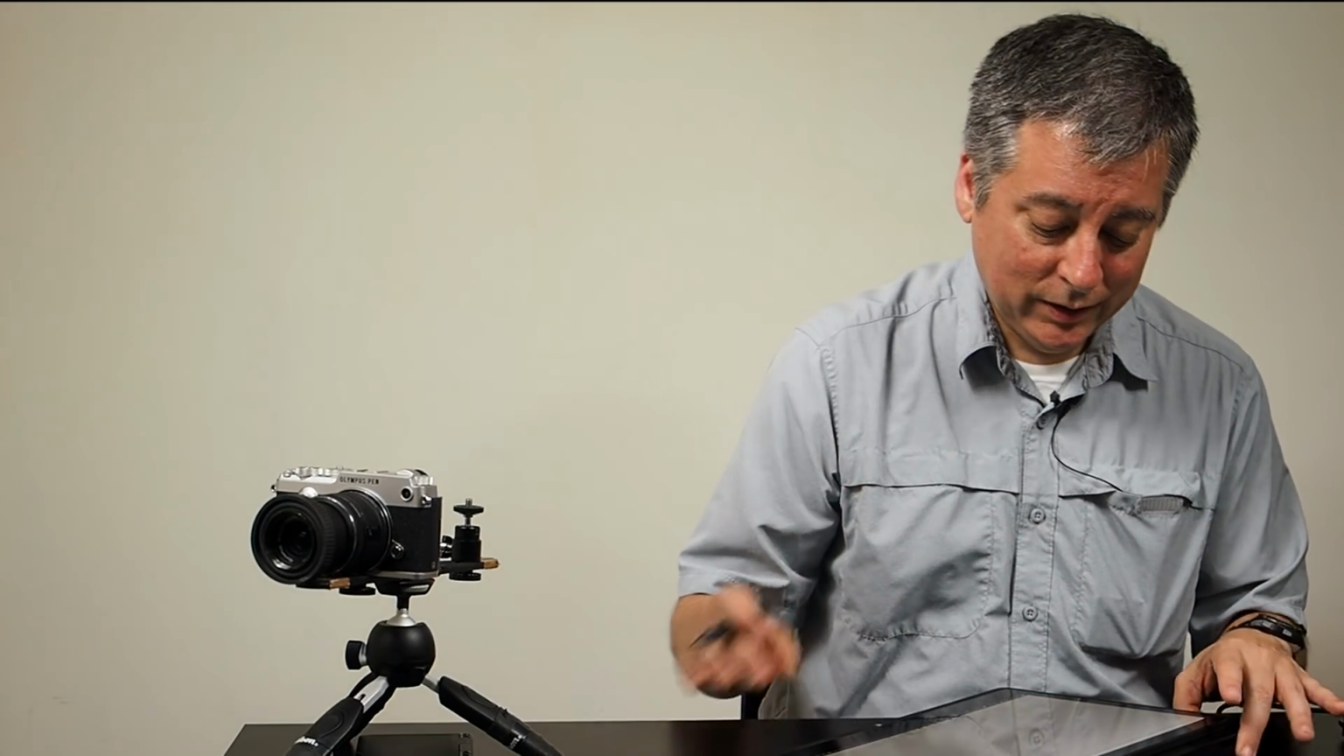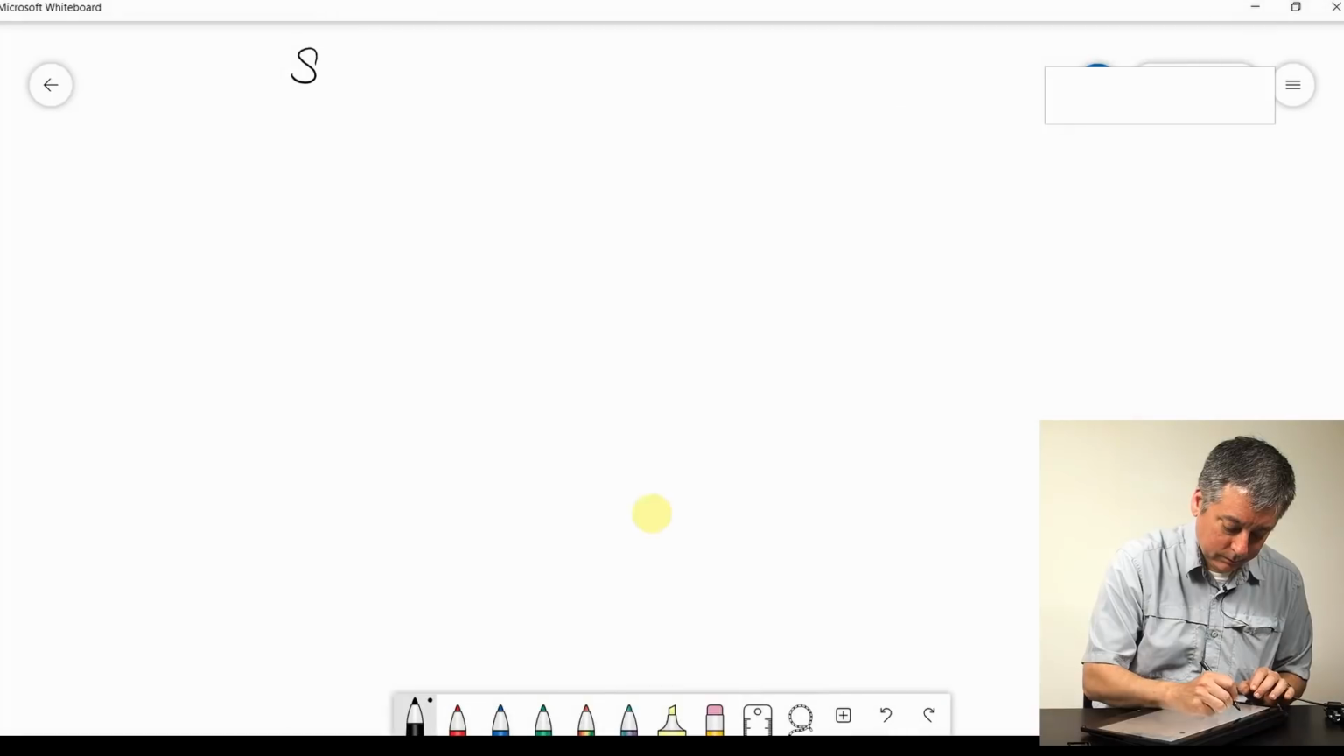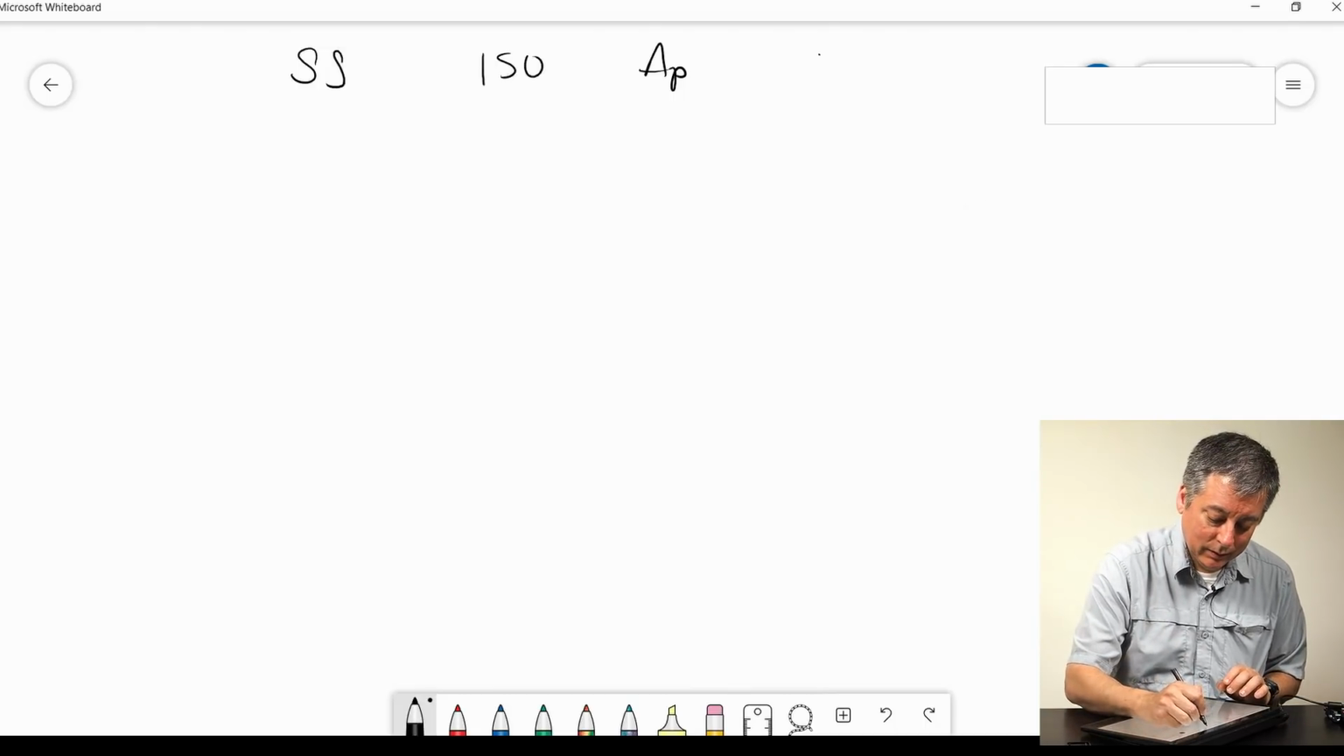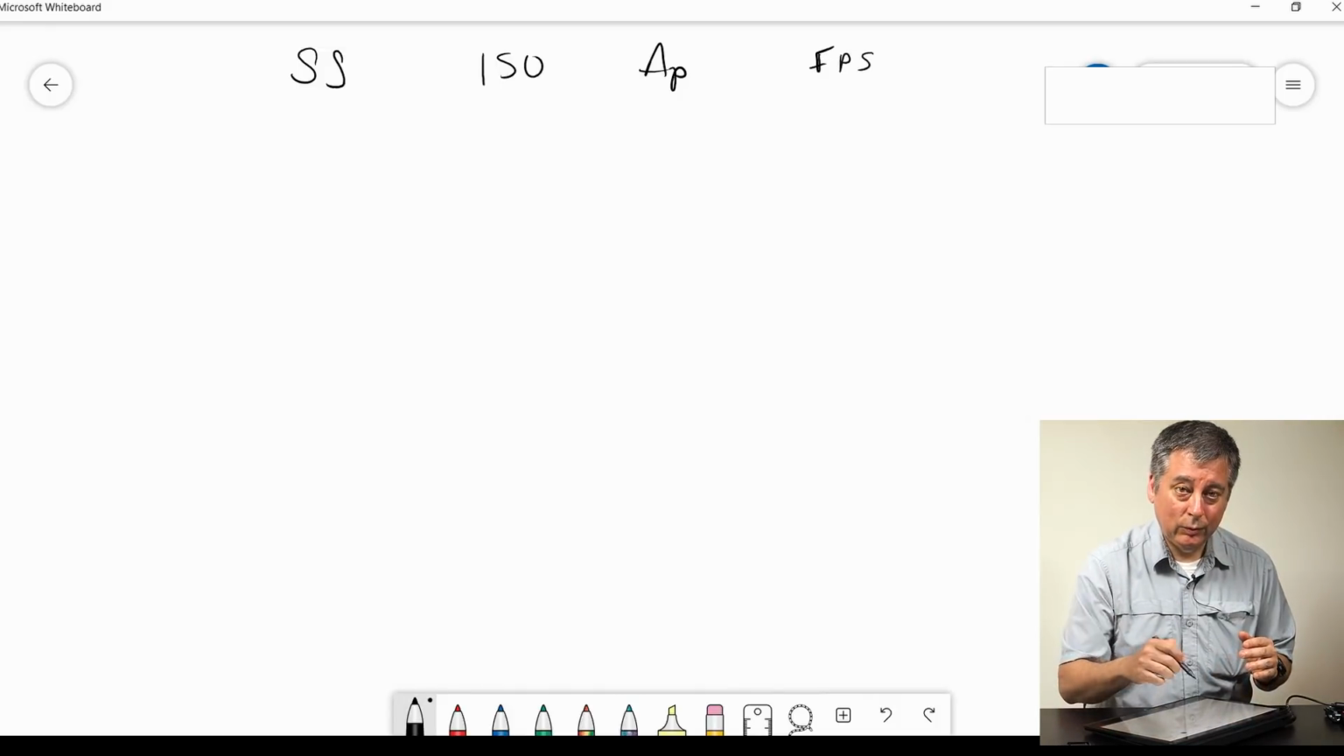Exposure is generally referred to in three terms: shutter speed, ISO, and aperture. And we have those same things in video, so let's just make a note of those. We have shutter speed, we have ISO, we have aperture. But we have one more thing in video we need to consider, and that's the frames per second. We'll come back to the frames per second, but let's look at shutter speed.